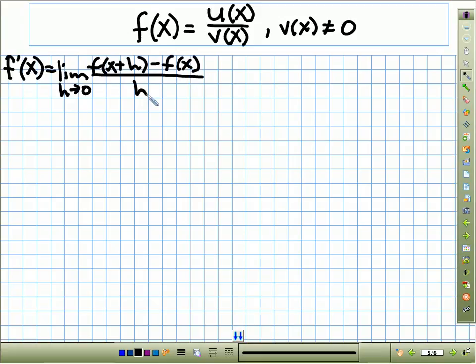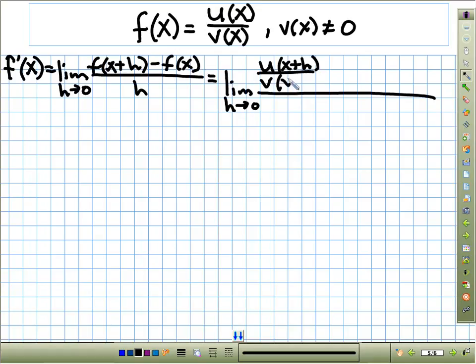Now, of course, in this particular problem, we've defined f of x to be u of x over v of x, this quotient of functions. So I'll just do a little bit of substitution here. We have the limit as h goes to 0 of u of x plus h over v of x plus h minus u of x over v of x, all over h. So all we did was we still have the definition of a derivative, only we've substituted in the quotient in place of the function.